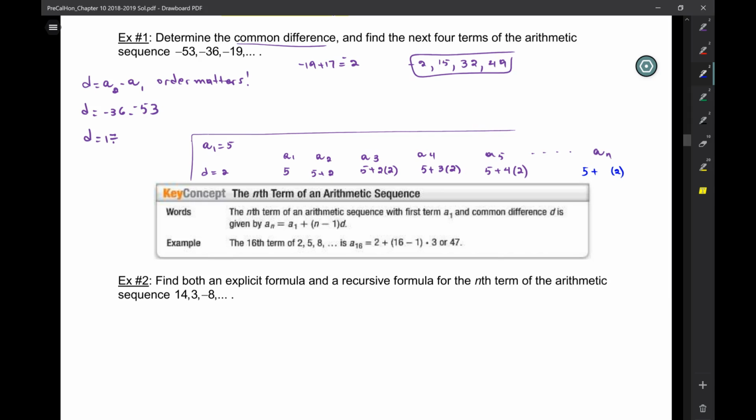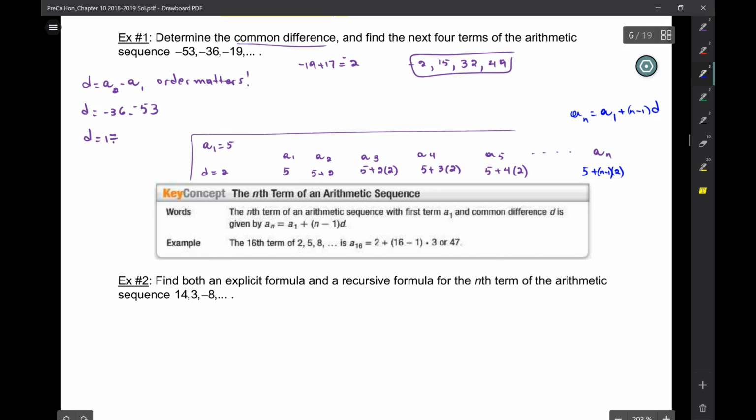That's D, yeah, that's D. And then how about this one? Is it N? N minus 1. Okay? So, if I wanted to then come up with a formula, what would I say for AN? What's 5? Was that A1? Right? That was A1 all the way over there. So it's A1 plus N minus 1 times D.